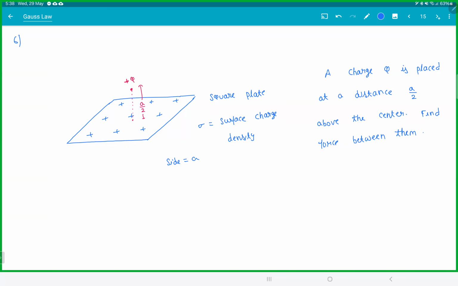How do we do this? Others, do keep your cams on. Okay.